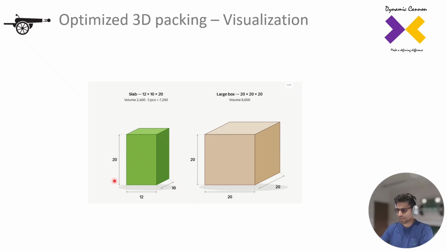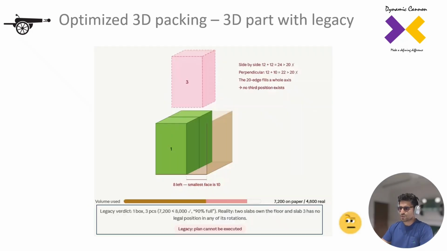Okay, now let's look at a scenario where we have an item which has a dimension of 20 in height, 12 in width, and 10 in depth. And we have a large box of 20 by 20 by 20, and we need to do a sales order of three of these items, right? So the old legacy solution will say, yes, you can pack three of these items in this box. Why? Because the box has a volume of 8,000 and three of these slabs would reach 7,200. So Dynamics will say 7,200 is less than 8,000, so come in. Let me show you what used to happen in the old one.